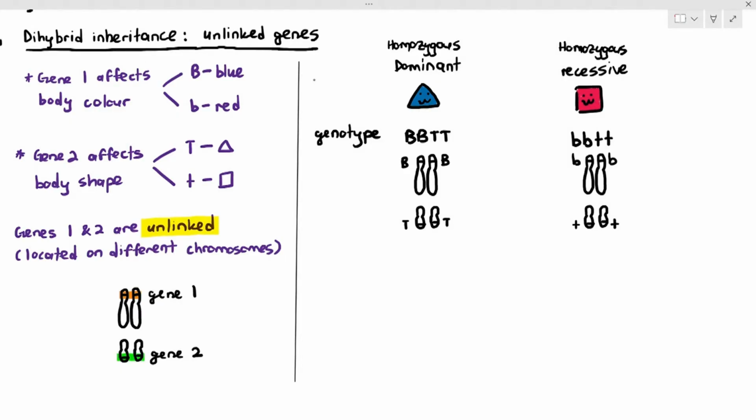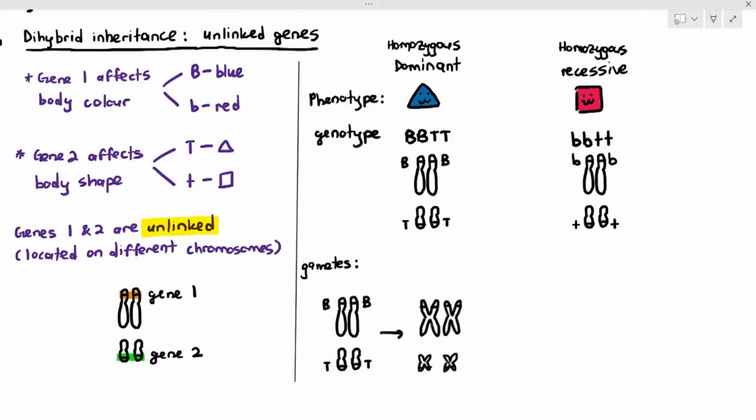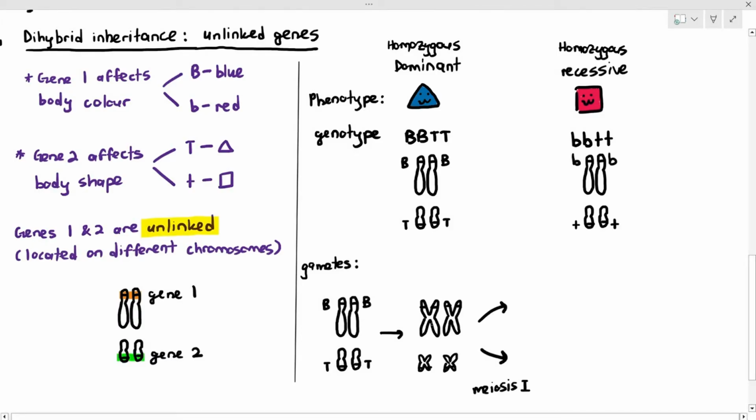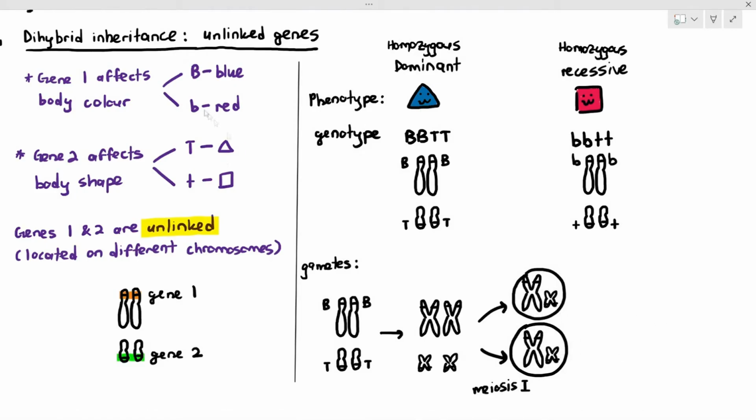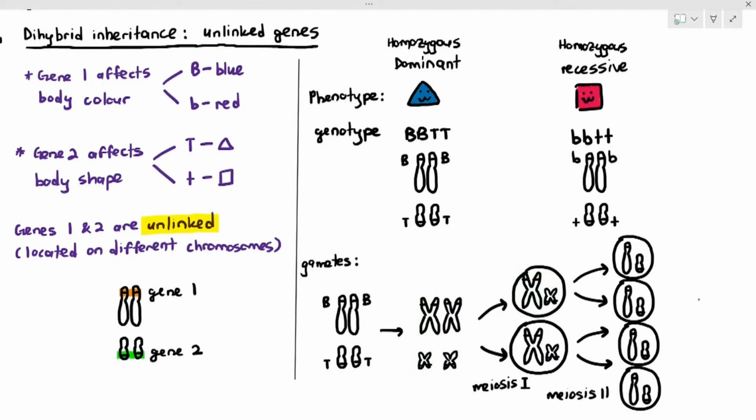Now, when they produce gametes, let's look at the organism on the left. Remember, its chromosomes are large B, large T. And usually before meiosis, as I told you before, the chromosomes will replicate to form the sister chromatids, right? And then during meiosis 1, what happens? The homologous pairs separate. I'm just going to show it to you over here. As you can see here, that set of chromosomes separates into that cell, and that set of chromosomes separates into that cell. And then after that, meiosis 2 happens, and the sister chromatids will separate.